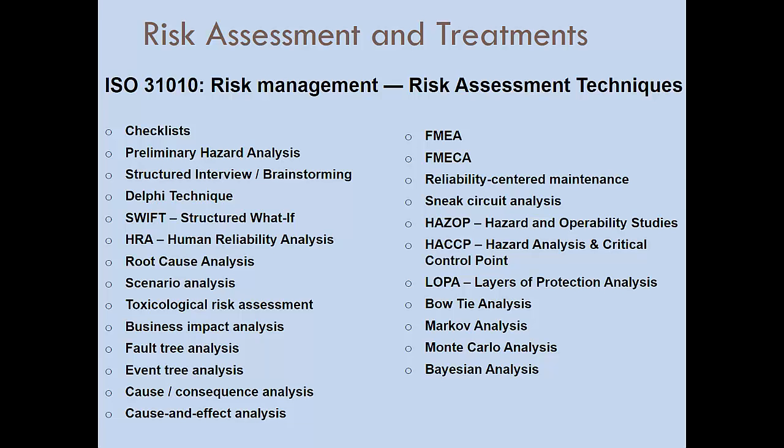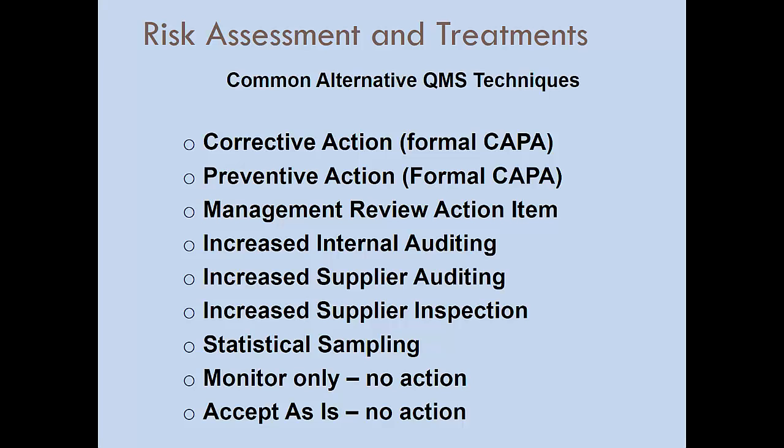All right. But you'll see how many times. We have other ones that are not listed in ISO 31010. For example, these are common alternative quality management system techniques, which are equally deserving of residing in the realm of risk management. For example, corrective action, or CAPA, preventive action, also part of CAPA, a management review action item. You may take it up at management review. That is an appropriate risk assessment technique. You may increase your internal auditing, increase supplier auditing, increase supplier inspection. You may adjust statistical sampling. You may just decide to monitor only, and you may accept something as is. All of these are acceptable.